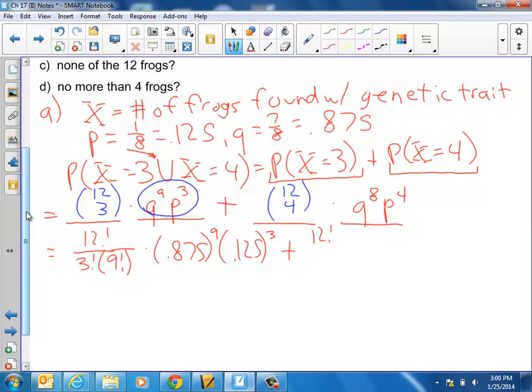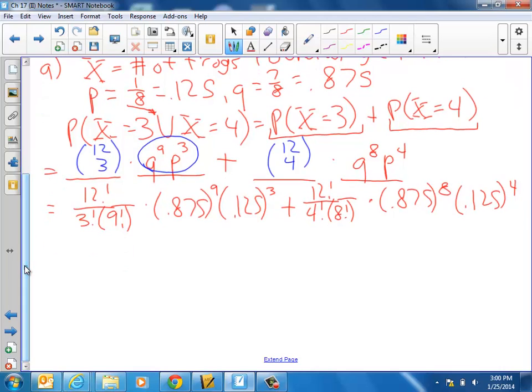Let's do this. 12 factorial over 4 factorial times 8 factorial, all multiplied by 0.875 to the 8th, the number of failures we have of these 12 frogs, times 0.125 to the 4th, the number of successes we have of these 12 frogs. Not too bad. Okay, so I'm not going to draw that out further.